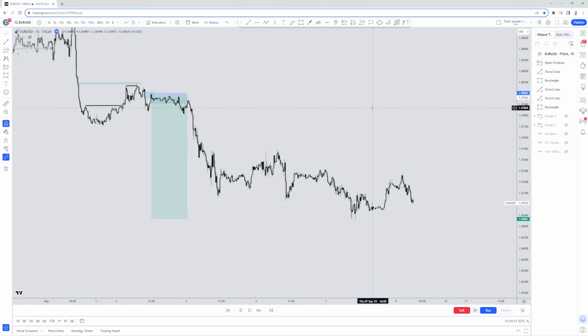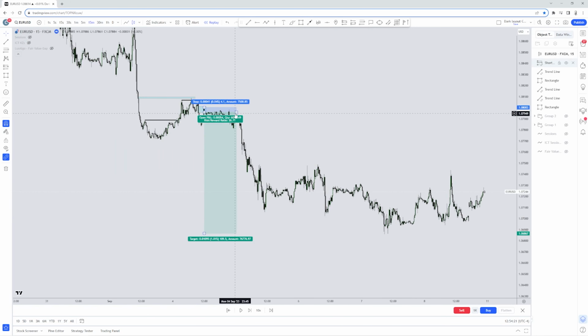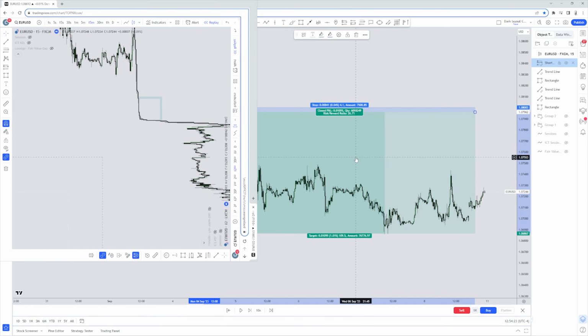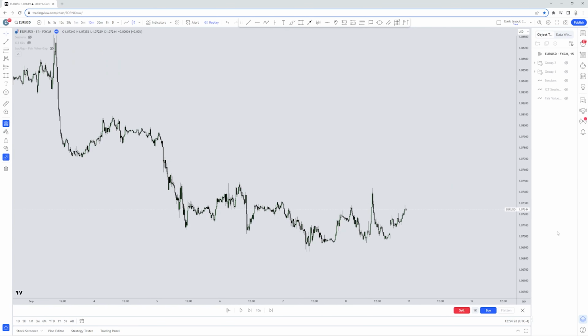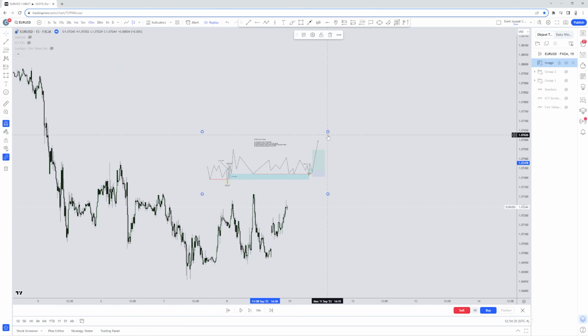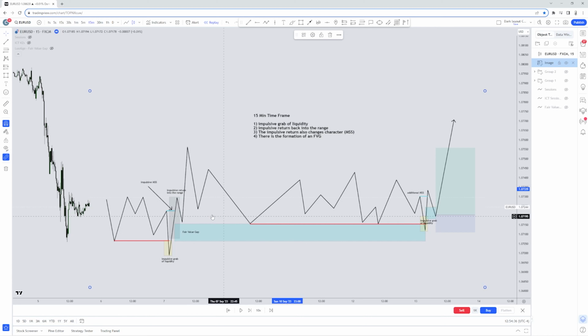And it happened, of course, outside of the silver bullet hours, because this strategy does not care about silver bullet hours. Spectacular type of strategy: wait for the grabs of liquidity, impulsive break out of the range and a close back into the range, as you see right here, the creation of an FVG, and then extend the FVG and wait for price to retrace in order for you to take the trade.